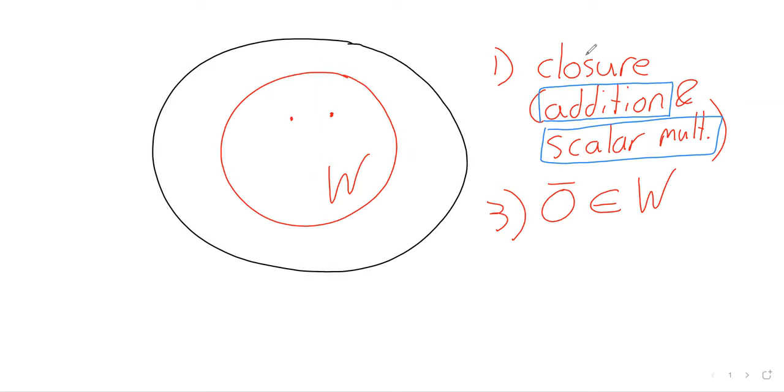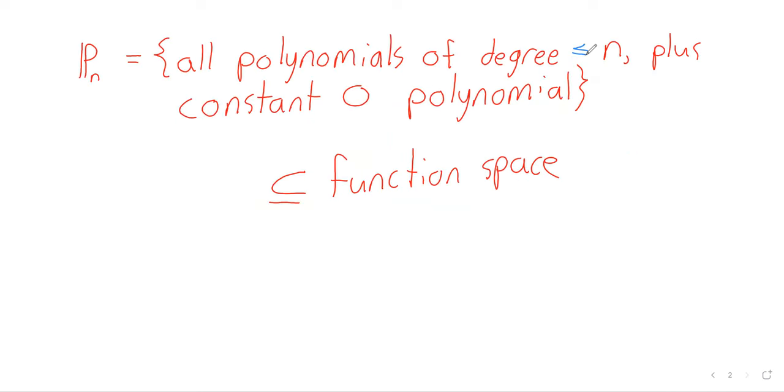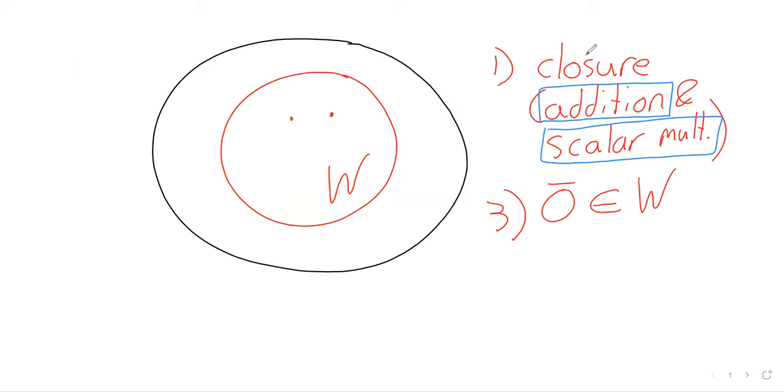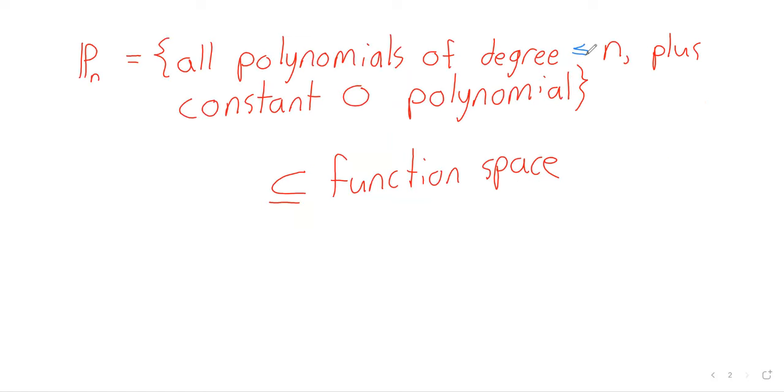A polynomial times a constant is still a polynomial. In fact, multiplying by a constant doesn't change the degree unless the constant happens to be zero, in which case you get the zero polynomial. And the zero polynomial is here. So either the degree doesn't change, the degree doesn't increase, or we get the zero polynomial. So scalar multiplication is fine. And then we've included the zero polynomial by special fiat.